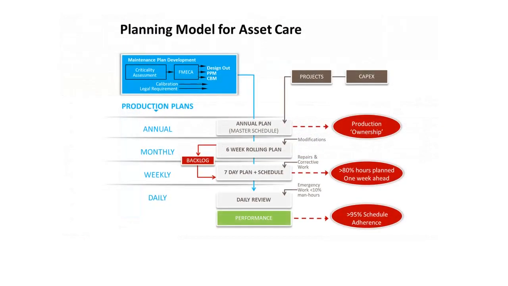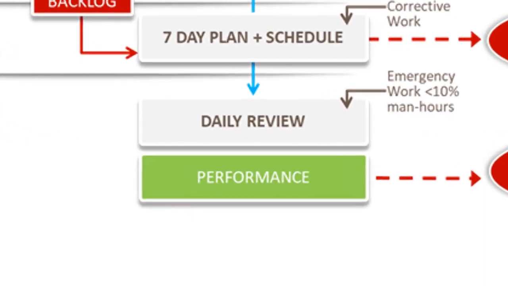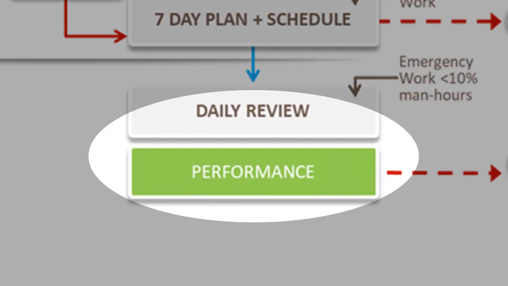The lowest level of the cycle is the daily review. The daily cycle is, primarily, a check of the adherence to the week scheduled, incorporating the emergency work. The right dashboard helps to manage the workload visually.